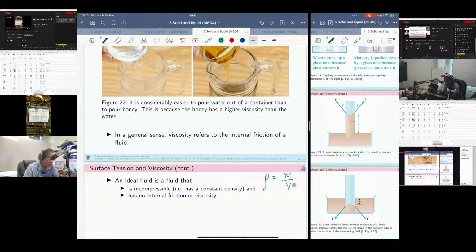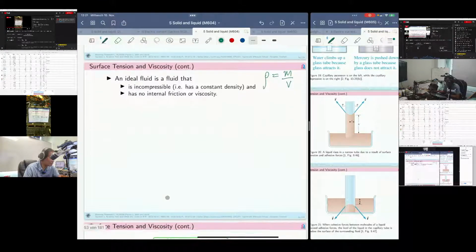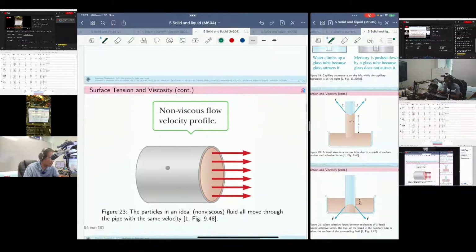When v doesn't change and the mass of that object remains the same, the density is going to be the same. Let's say rho stays constant and has no internal friction or viscosity, and that's the ideal fluid. I don't think that we would have an ideal fluid that has zero friction in movement at all, but that's the ideal case. Now let's get into the detail of viscosity.